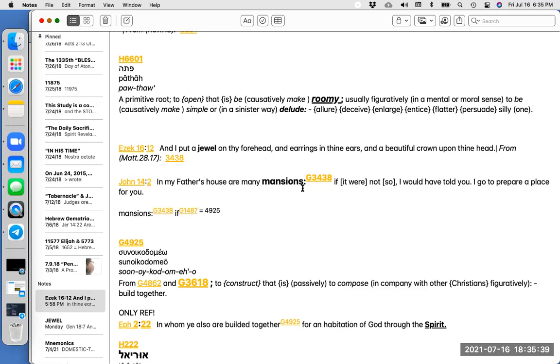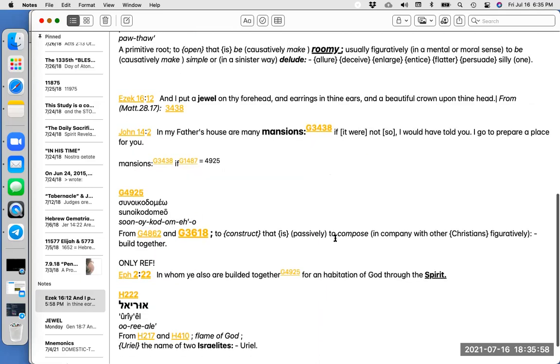And what do we see with the mansions then? In his Father's house are many mansions, many roomy places. And it's like he's talking to the children too, even the doubters out there. So let's add up mansions: added together, it is literally a building, something that's constructed in company with other Christians. That's interesting, to compose, to construct in company with other Christians. And we see the reference here is only one.